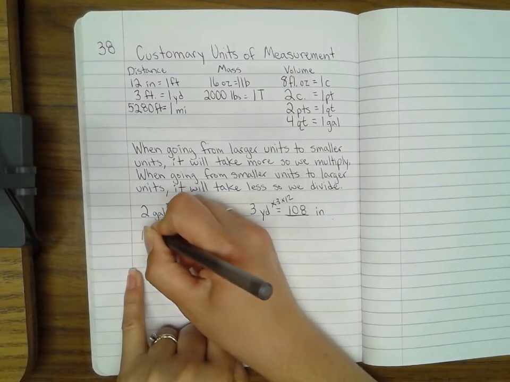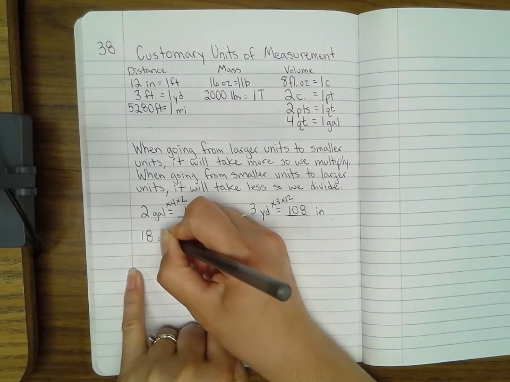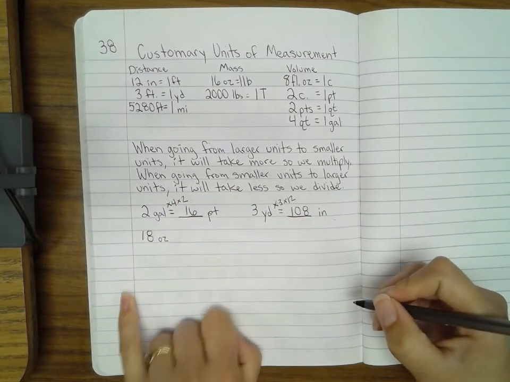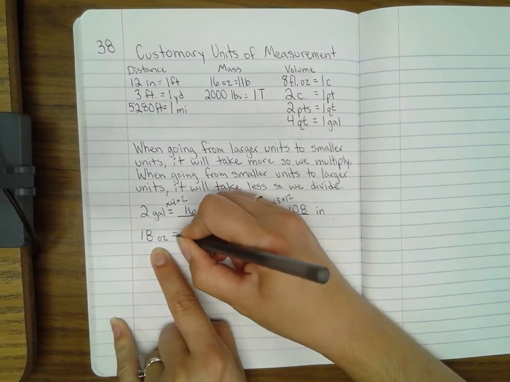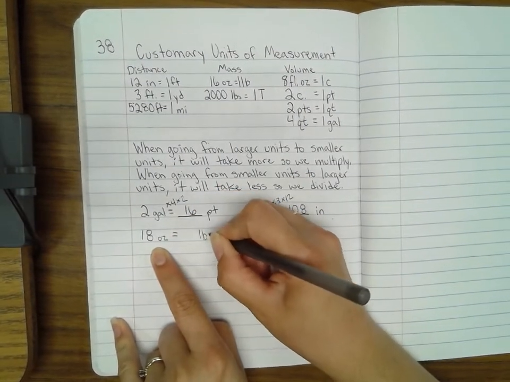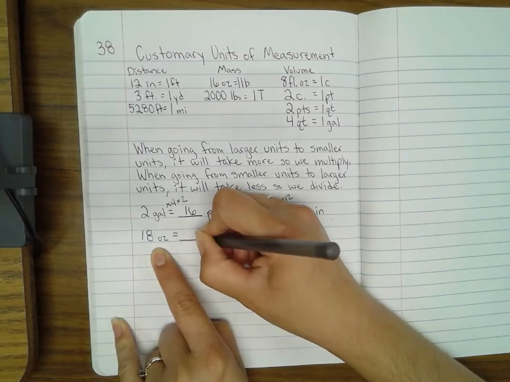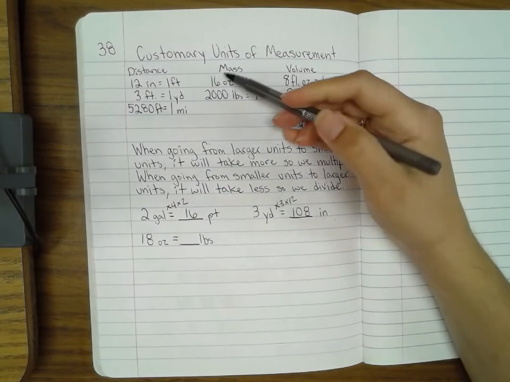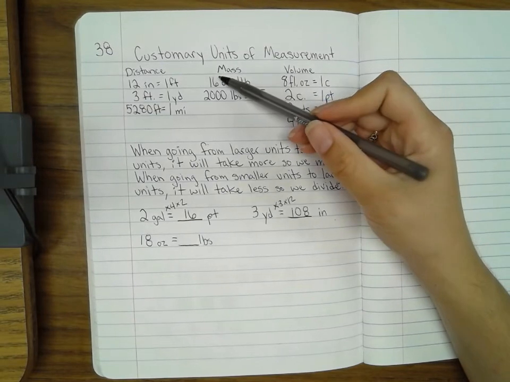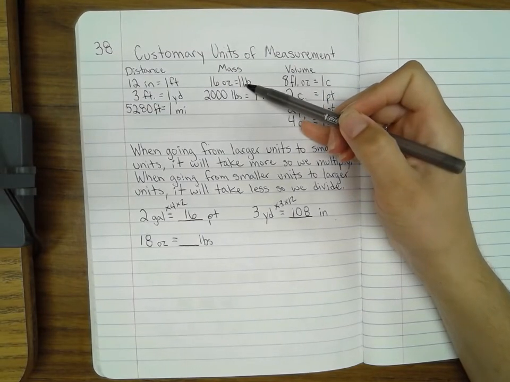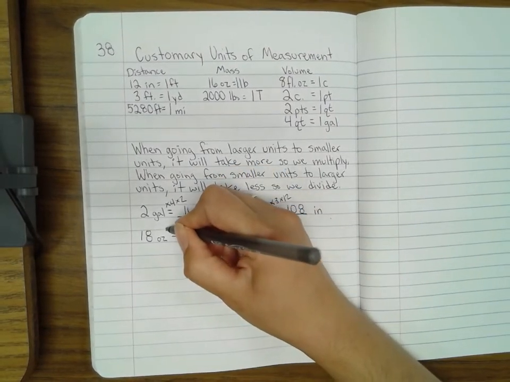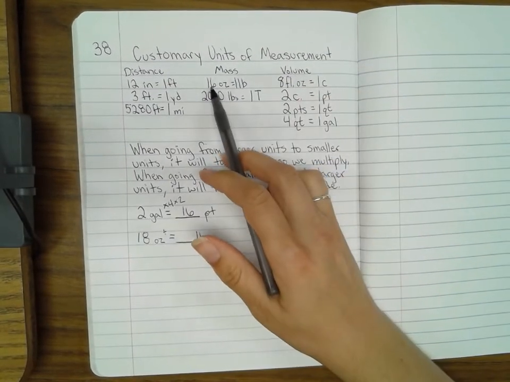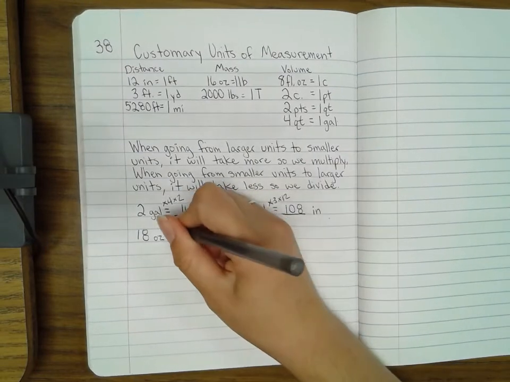Now, I have 18 ounces. Notice this is just ounces. This is not fluid ounces. So I am talking about weight. And I want to turn that into pounds. Ounces are smaller than pounds. So since I'm going to a larger unit, it's going to take less. So I'm going to be dividing. Now I need to divide by the number that links pounds and ounces, which would be 16.